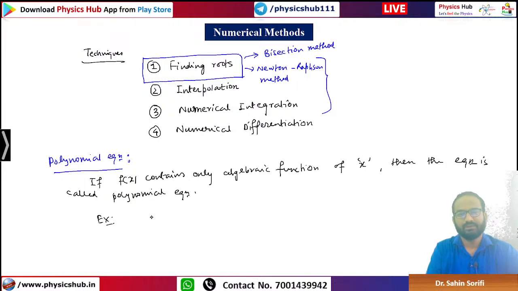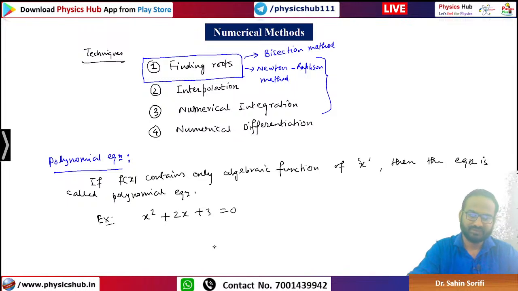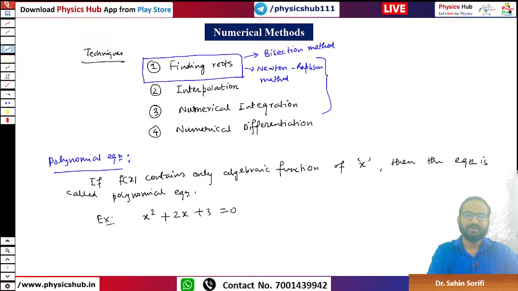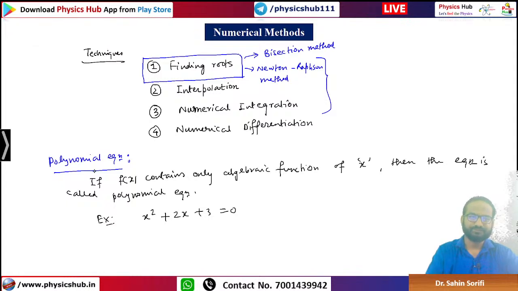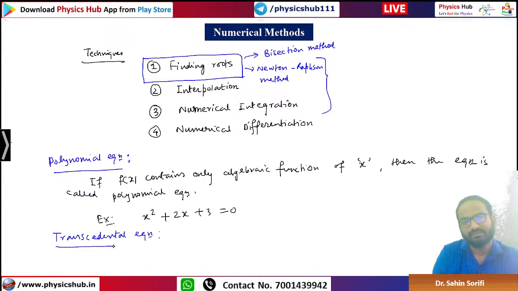For example, if you say x square plus 2x plus 3, it only contains the functions of x, so this is a polynomial equation. So this equation can be solved easily. We don't need a numerical analysis technique. There is another type of equation, the transcendental equation. For a transcendental equation, we can solve them via two approaches, either graphical methods or numerical methods.